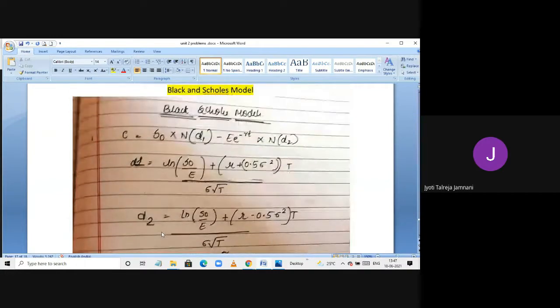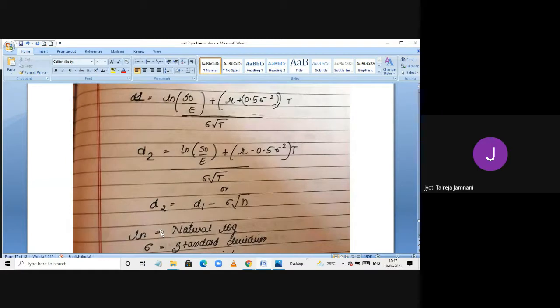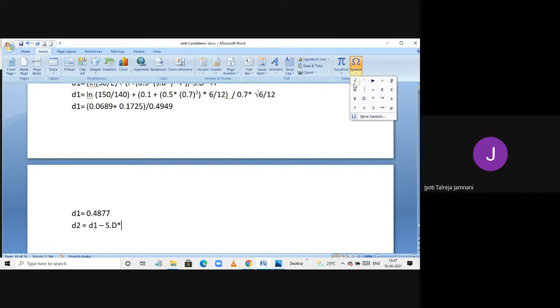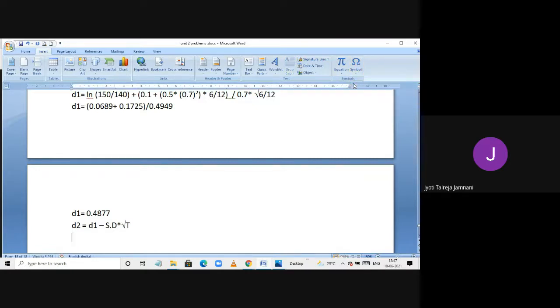I think that time you took down only this. You can take down the D2 shortcut formula. D2 is equal to D1 minus standard deviation into root T. Don't take it as N, please take it as T. N is nothing but time only, so we have to take the square root of time there. So I'll write it down for you. D2 is equal to D1 minus standard deviation into square root of T.